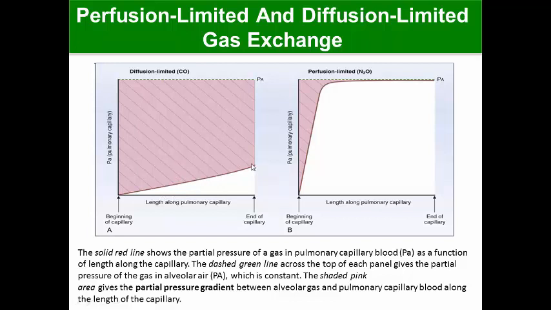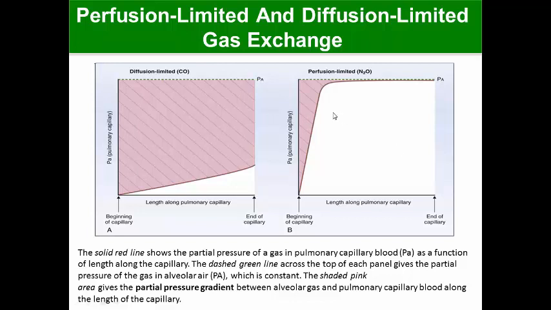The gas doesn't get equilibrated between the air in the alveoli and the blood in the pulmonary capillaries. So in this case, the total amount of the gas transported across the respiratory membrane is diffusion limited. So the gas keeps on diffusing along the length of the pulmonary capillary. And as I mentioned, had the pulmonary capillary been longer, the gas would continue to diffuse. Why? Because the gas doesn't get equilibrated between the alveolar air and the blood in the pulmonary capillaries.